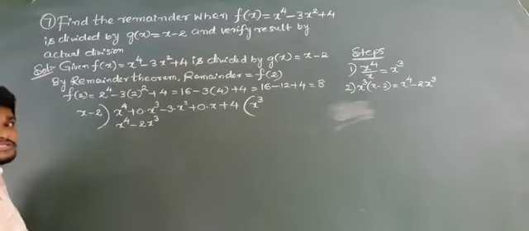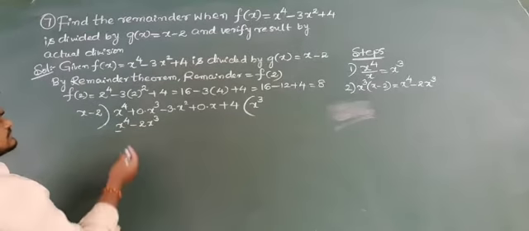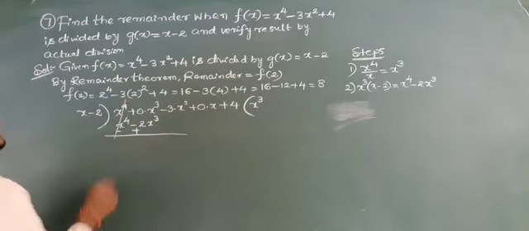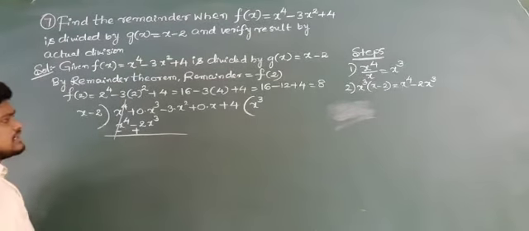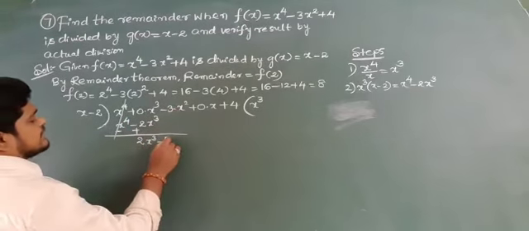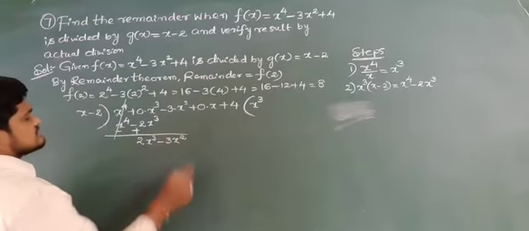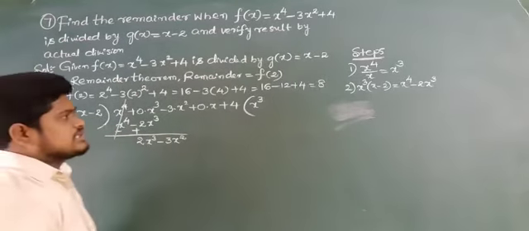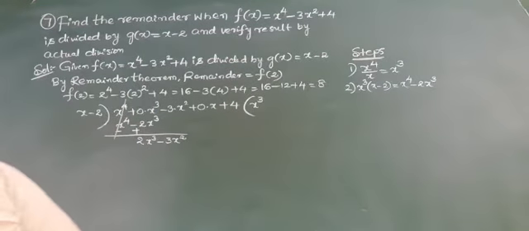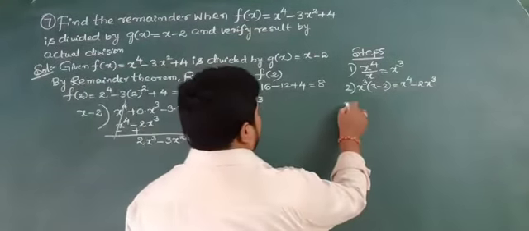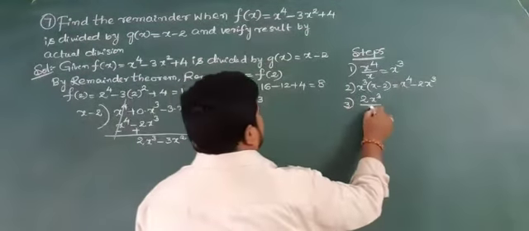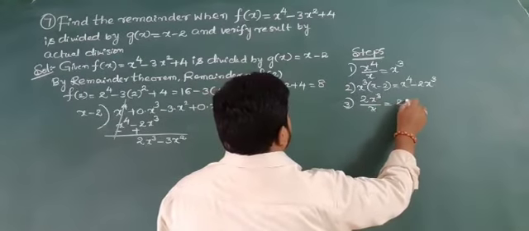Next we have to change the signs here. Plus x⁴ becomes minus x⁴, minus 2x³ becomes plus 2x³. So plus x⁴ and minus x⁴ get cancelled. Remaining is 2x³. Then we take the next term, that is minus 3x². Again follow the same procedure: divide the first term, 2x³, by the first term of the divisor, x. Cancel x, remaining is 2x².